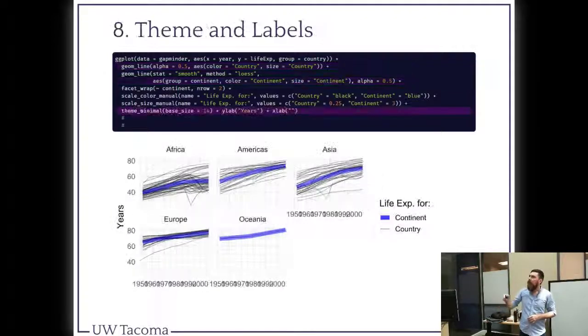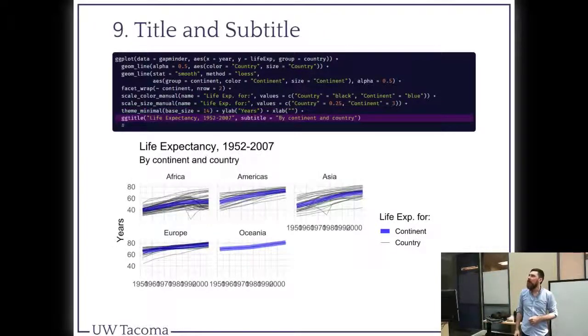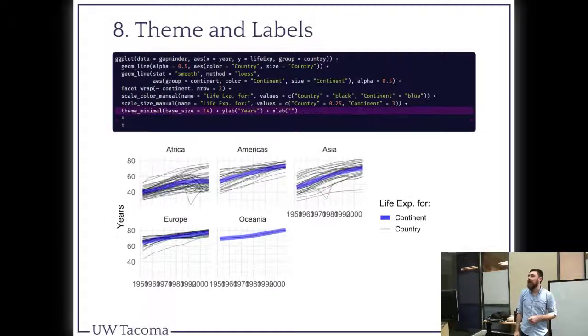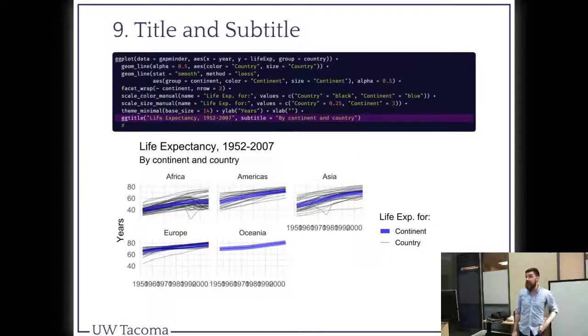Okay? Then I say theme minimal, base size 14. The text increases in size, it gets rid of some of this extra gray. But you'll see my x labels here are totally overlapping each other. I say here, okay, first I guess I add a title. I want life expectancy 1952 to 2007 with a subtitle by continent and country.